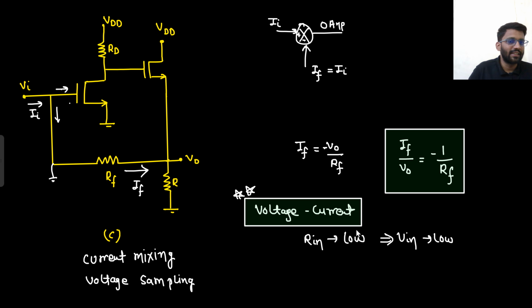Voltage current feedback topology has a very low input impedance. If it has very low input impedance, that means Vin has to be very low. If Vin is very low, I can take Vin to be grounded. So my feedback factor would be minus 1 by Rf. And this is what I am getting here. Well and good. So this is my feedback factor.